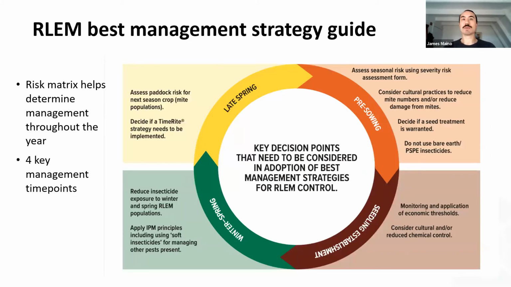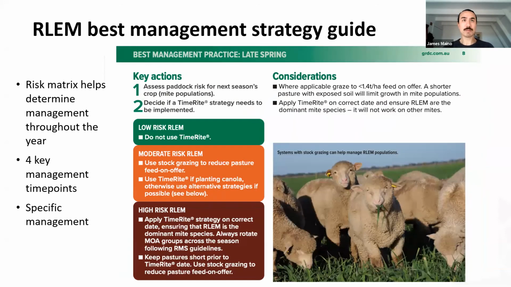And then this risk score was used to determine different interventions to reduce your risk at different management time points throughout the season, from late spring, pre-sowing, seedling establishment, and during the winter to spring growing season. The actions were then provided based on whether you were low risk, moderate risk, or high risk for red-legged earth mite pressure.